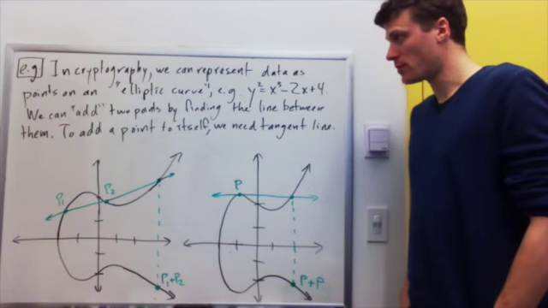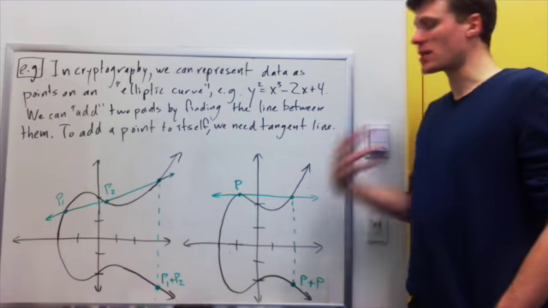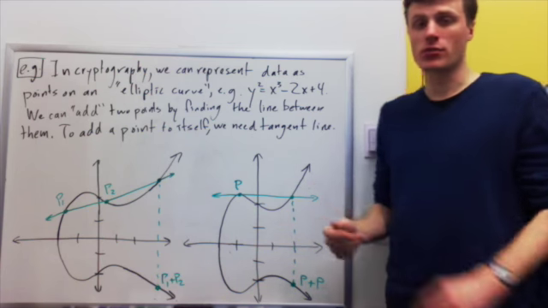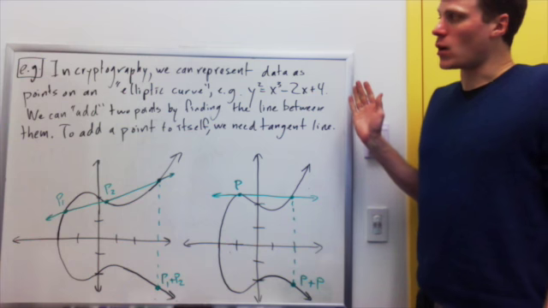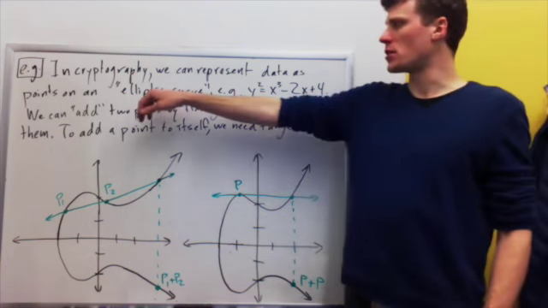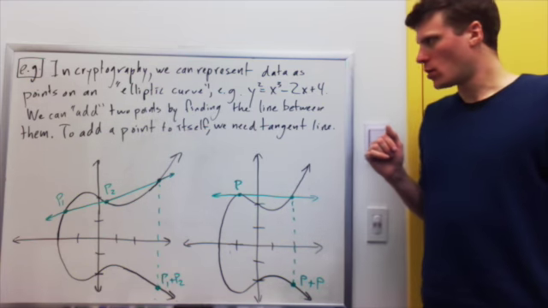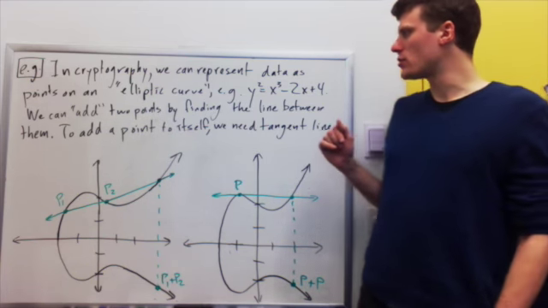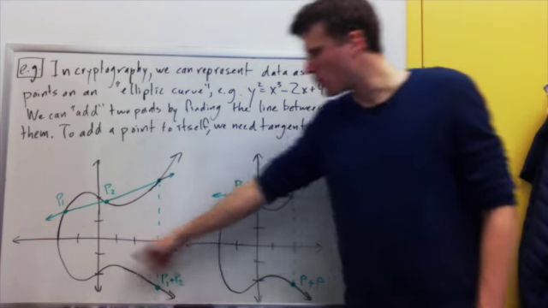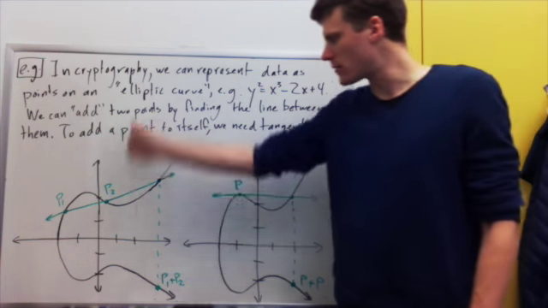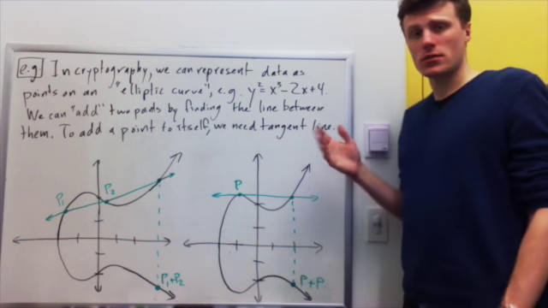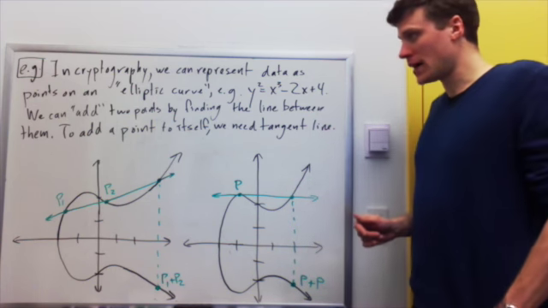Here's another example. So in cryptography, we would like to take a message and scramble it up somehow, send it to somebody, and then allow them to unscramble it. Well, one way we can do this is to represent data as points on something called an elliptic curve. For example, y squared is equal to x cubed minus 2x plus 4. What does this graph look like? It looks like this black curve right here, and you can see that it fails the vertical line test. It's not a function.